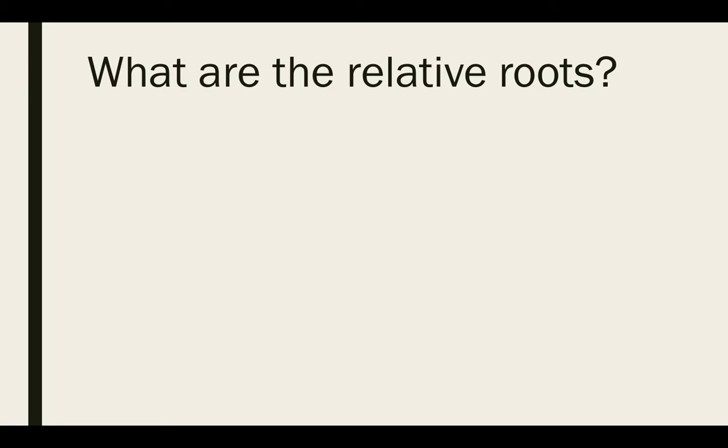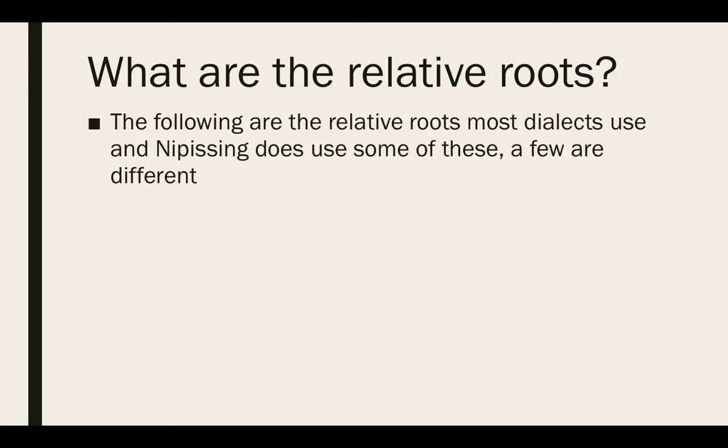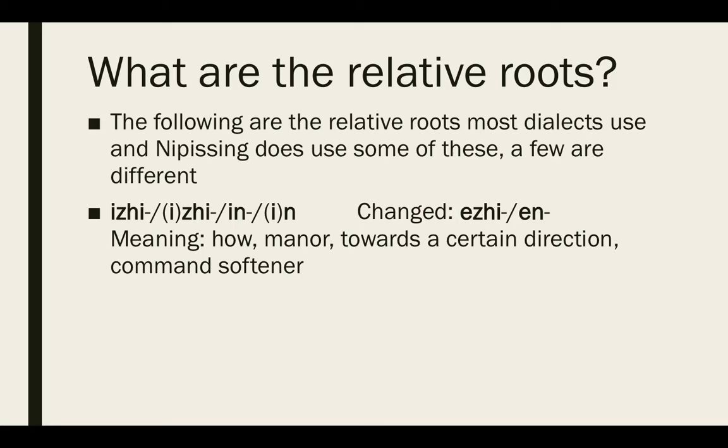So what are the relative roots? The following are the relative roots most dialects use, and Nipissing does use some of these, but a few are different. The first one is zhi, or some dialects that drop vowels will say zh, and sometimes when it's built into a word, it'll be an in sound or an n sound. The initial change version is either ej or n, and this means how, the manner in which it's done, can also mean towards a certain place, and is sometimes used as a command softener. Because in this unit we don't have commands, we're not going to be using it as a command softener in our worksheet today. So that one is exempt from our work today.